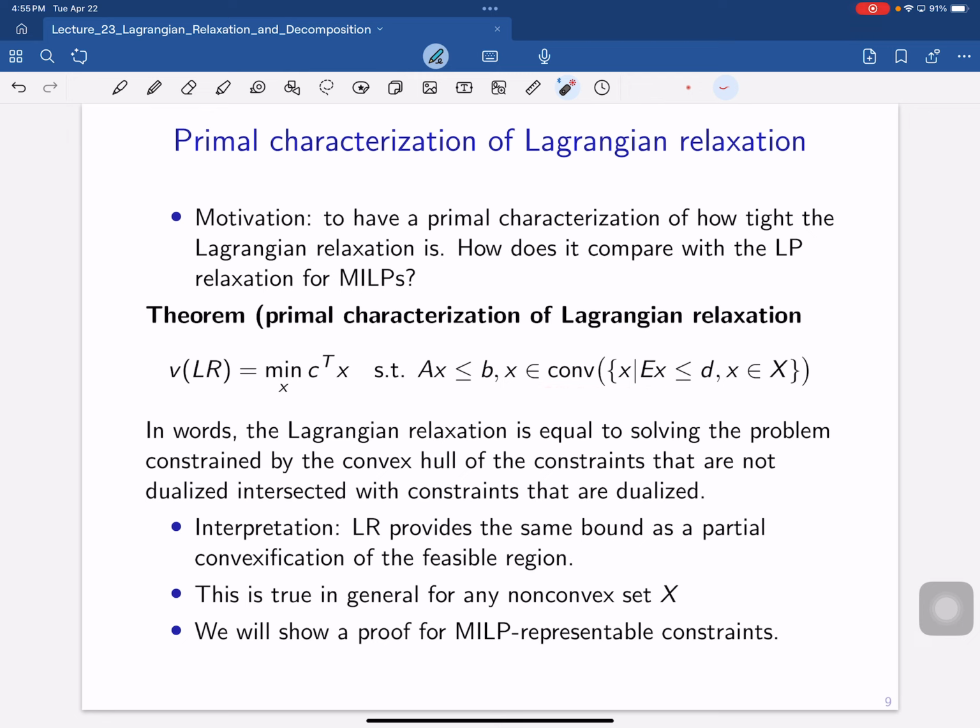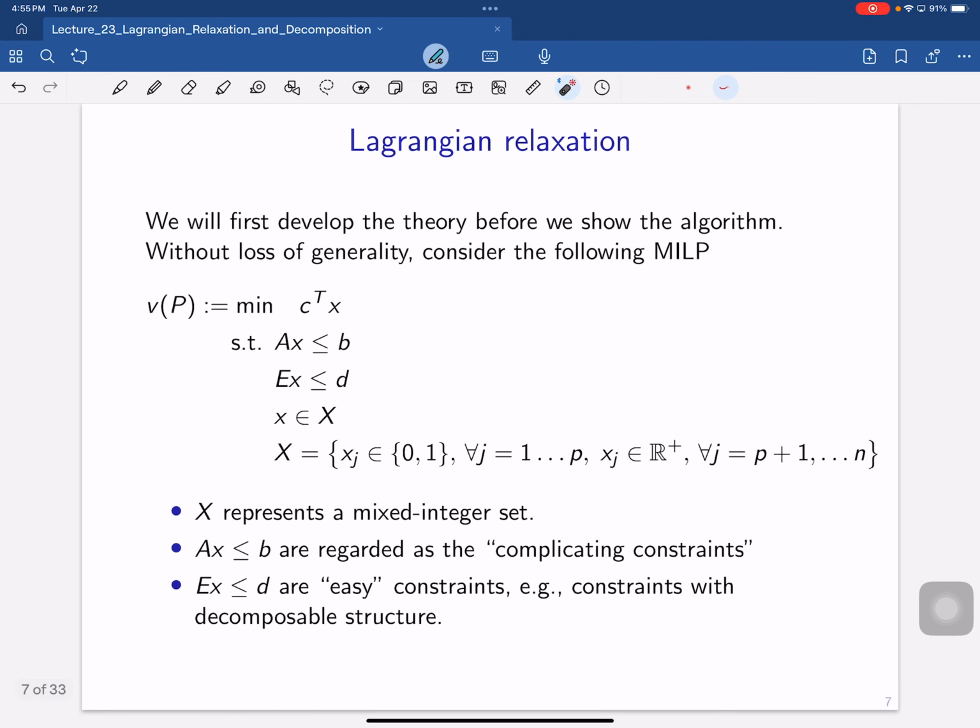Let me go back to the original formulation. You can treat the original formulation as two sets of constraints. One set is this linear complicating constraint. The second set is the constraint you did not dualize, those linear constraints plus some integrality constraint. So x in capital X is some integrality constraint. You can treat them as the constraints you did not dualize, and Ax less than or equal to b are the constraints you dualized.